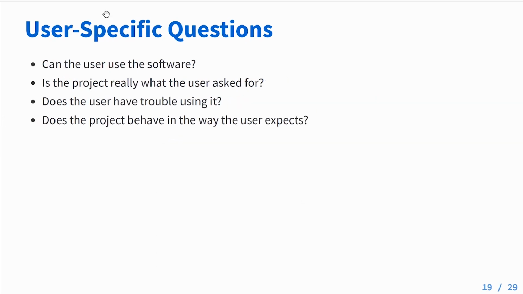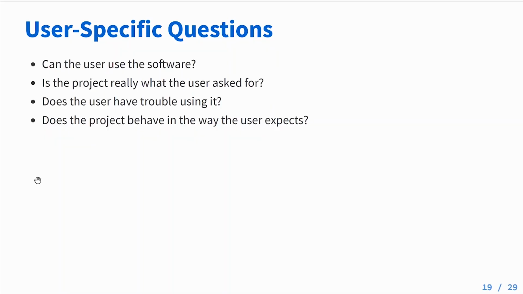We want to make sure, 1, can the user use the software? 2, is the project really what the user is requiring or what they're asking for? 3, does the user experience any trouble while using it? These are going to be things like bugs or maybe just bad UI or UX. And number 4, does the project behave in the way that the user expects?